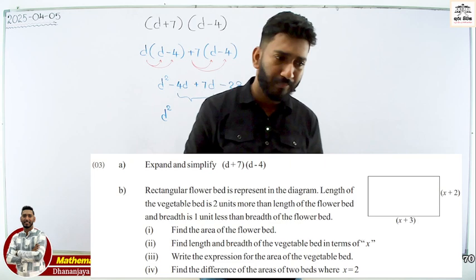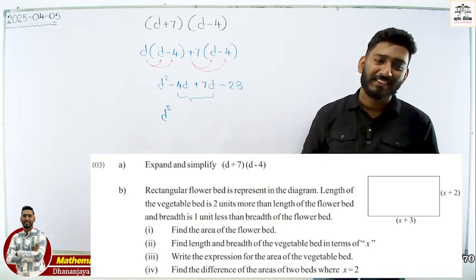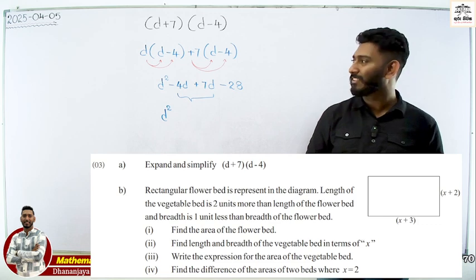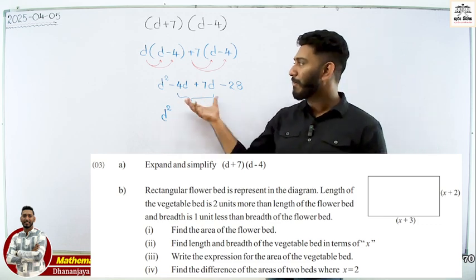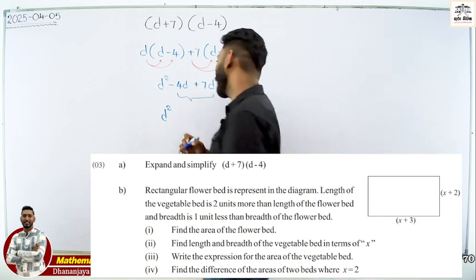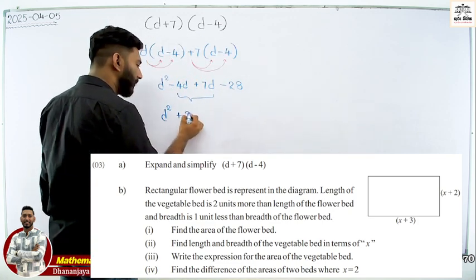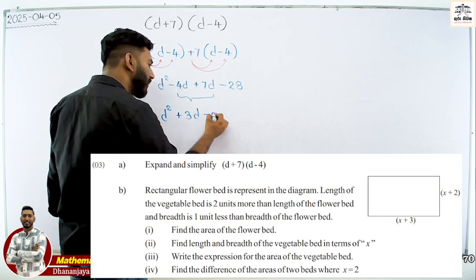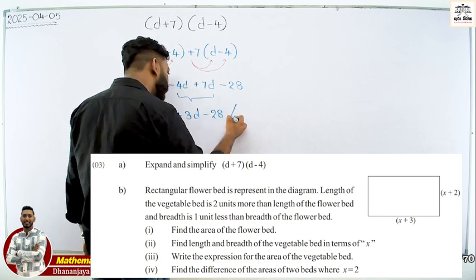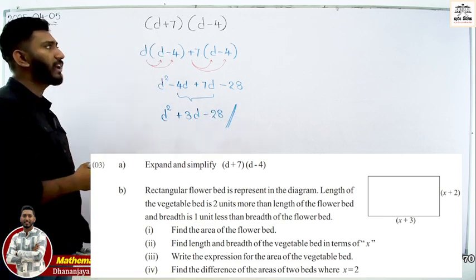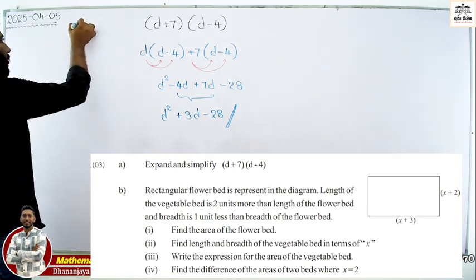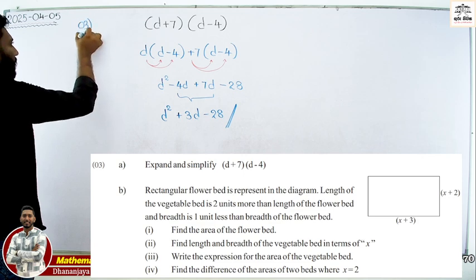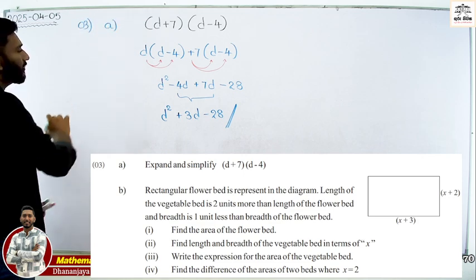What is the answer? Kenoli? Sanoli? Brianna? Minus 4d plus 7d? Yes, plus 3d. Very good. Plus 3d. And minus 28. And this is the answer for the A part. Main question number 3 of the paper and sub letter A.